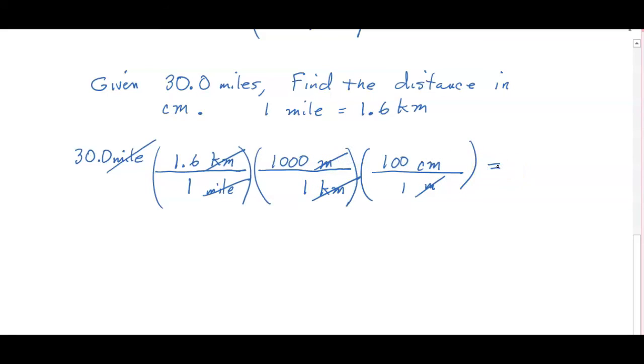And then I'm just going to punch this in my calculator. When you have a great big factor label problem like this, what I always do is I just multiply by everything on the top, divide by everything on the bottom. If you're uncomfortable with that, you can just multiply straight across the top and write that number down, multiply straight across the bottom and write that number down, and then divide the two. In this case, everything on the bottom is a 1, so it doesn't really make much difference. So this is going to be 30 times 1.6 times 1,000 times 100.